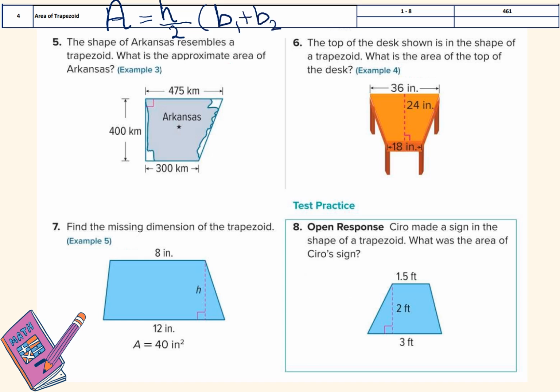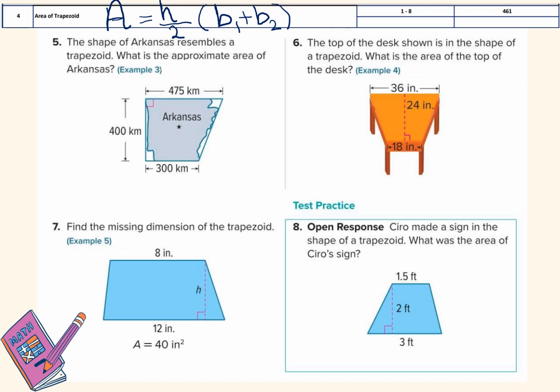As we said, the trapezoid has 2 bases. So you're going to start by adding the bases, then multiplying by the height, then dividing by 2. Or you can divide the height by 2 and then multiply that answer by the sum of the bases.